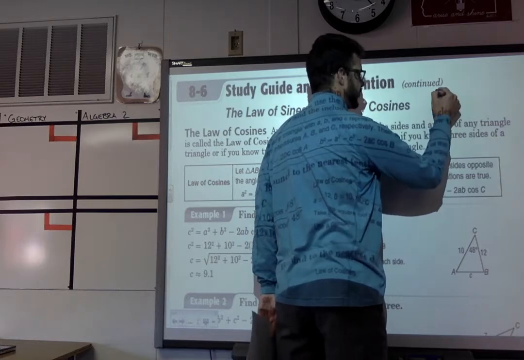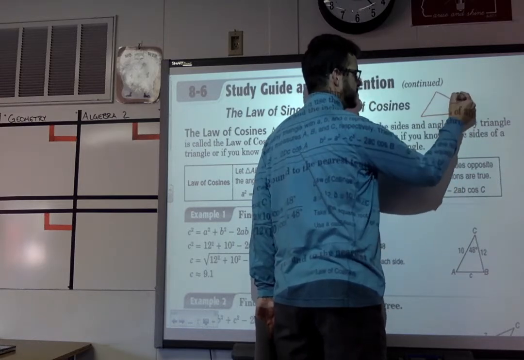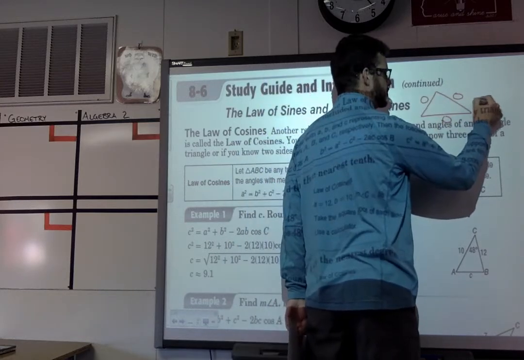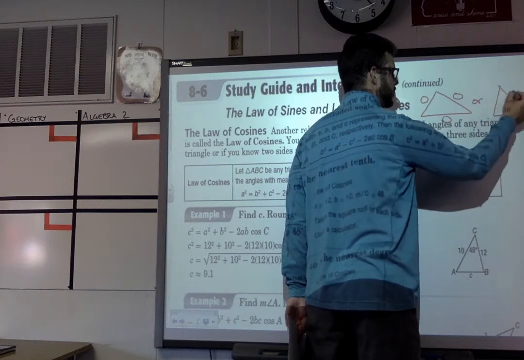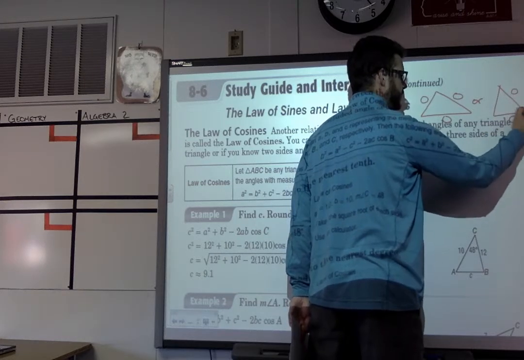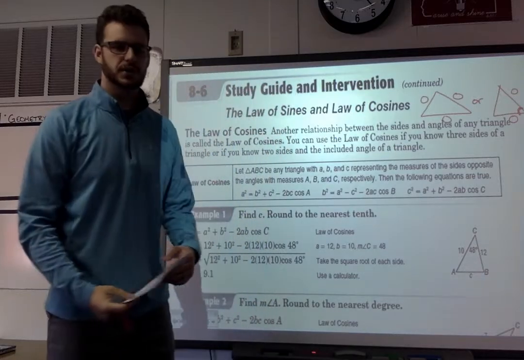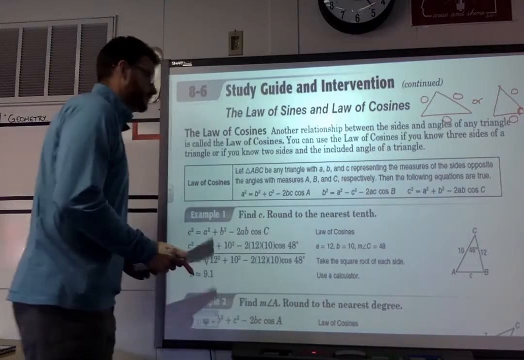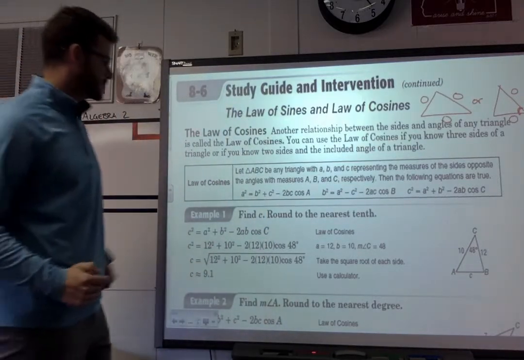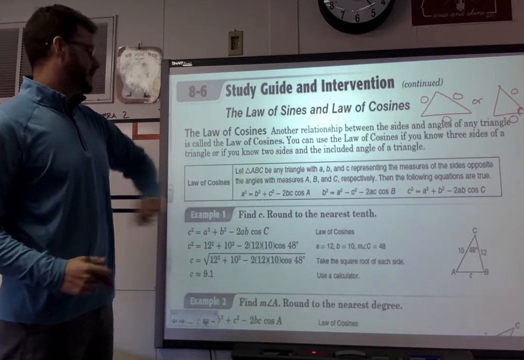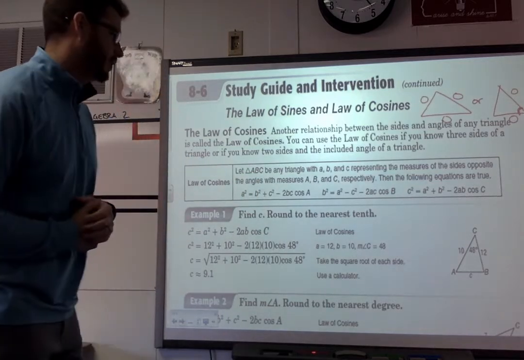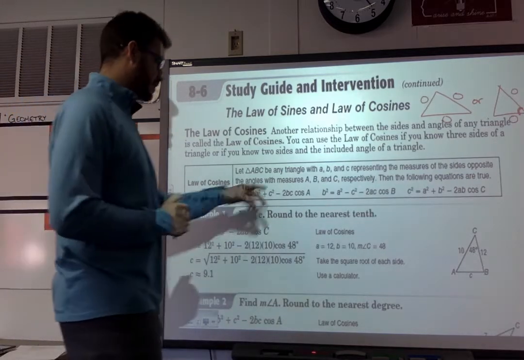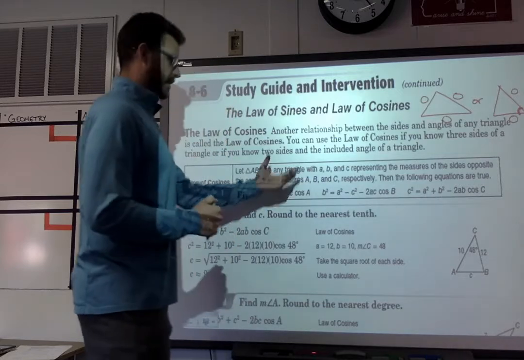So our two different options for using the law of cosines is if we know all three sides, or if we know two sides and the included angle. Again, the included angle means that it is the angle in between the two sides that we are given. So the law of cosines, let triangle ABC be any triangle with a, b, and c representing the measures of the sides opposite the angles with measures uppercase A, B, and C.